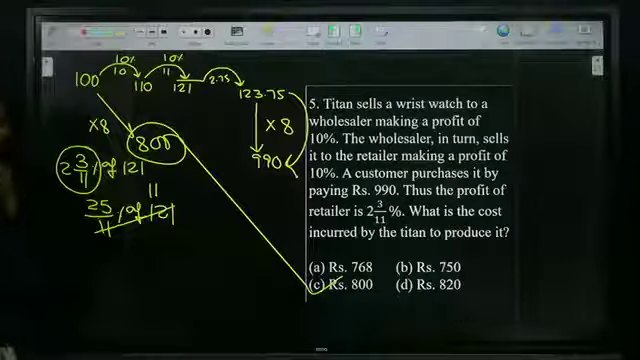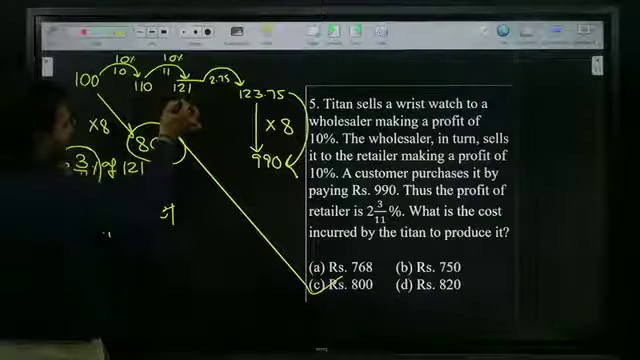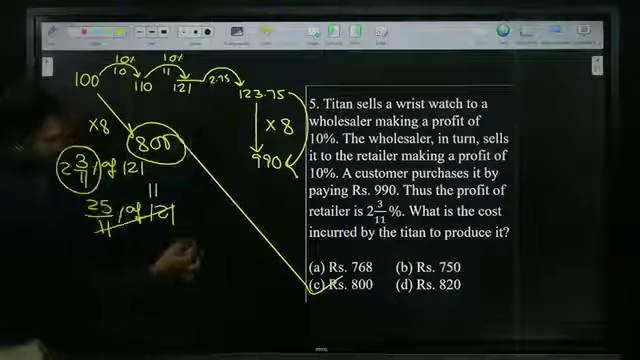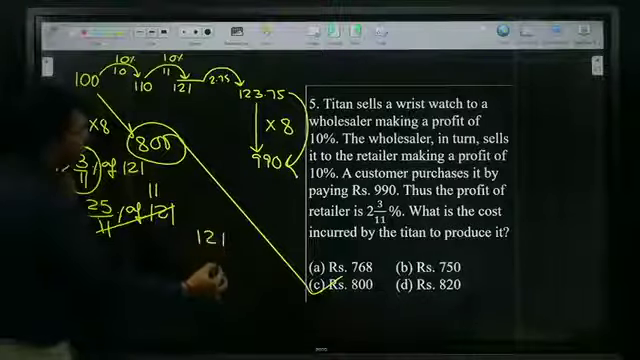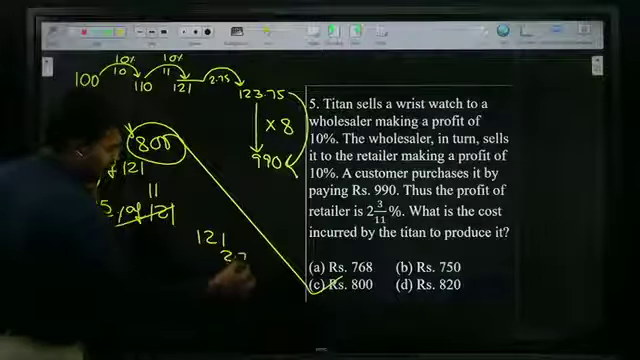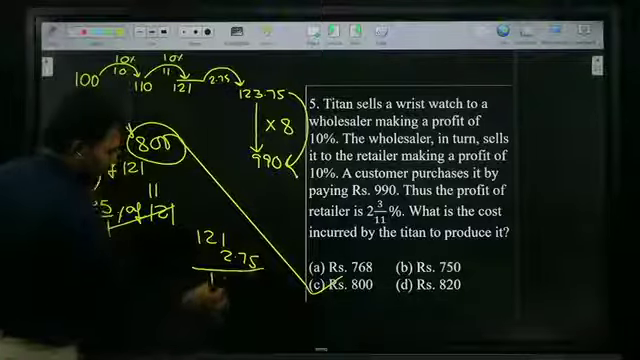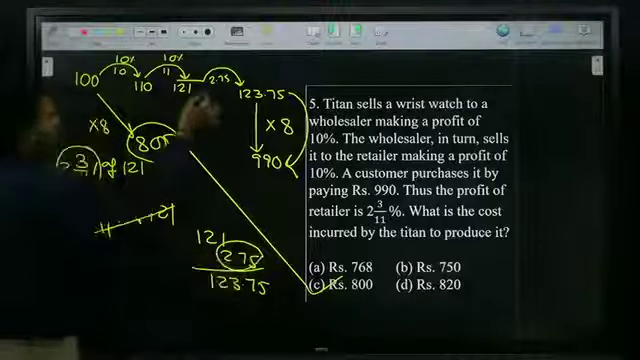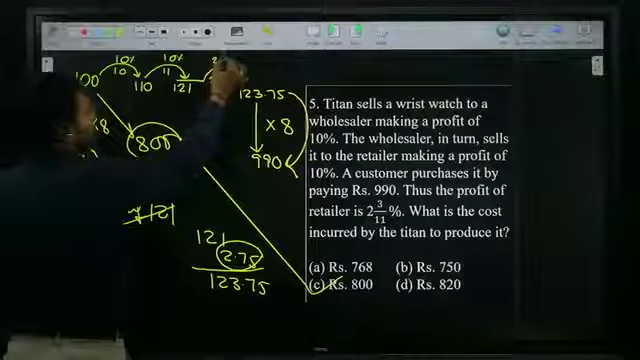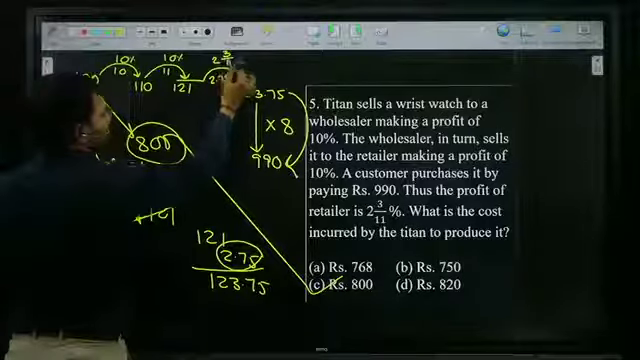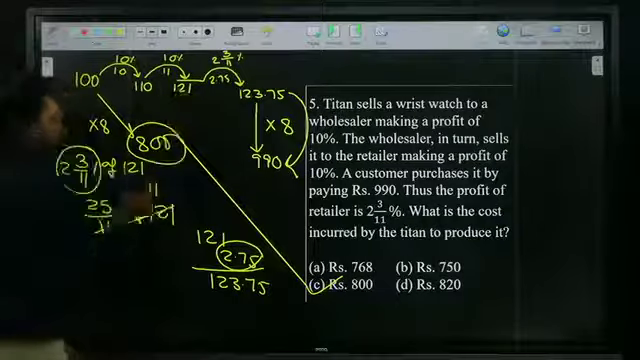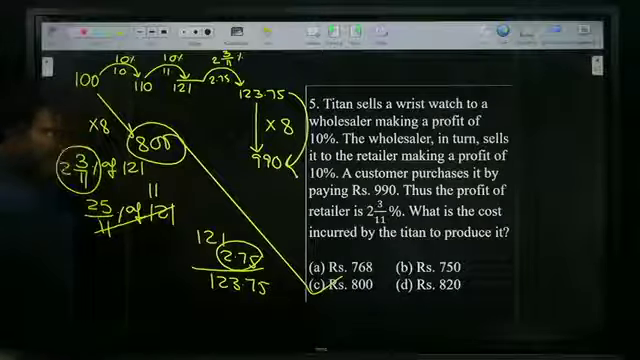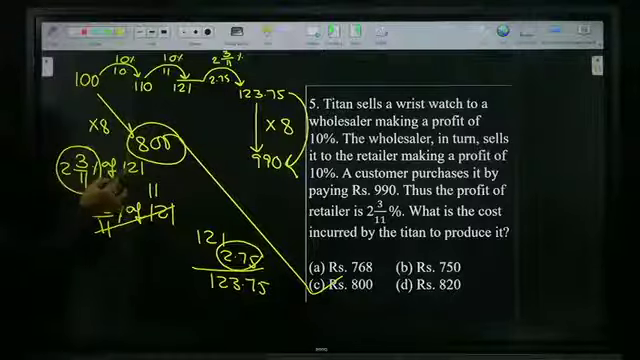How 123.75? For the second transaction, 121, if you add 2.75 to 121, that is 123.75. How are we getting 2.75? This is 2 3 by 11 percentage of 121.